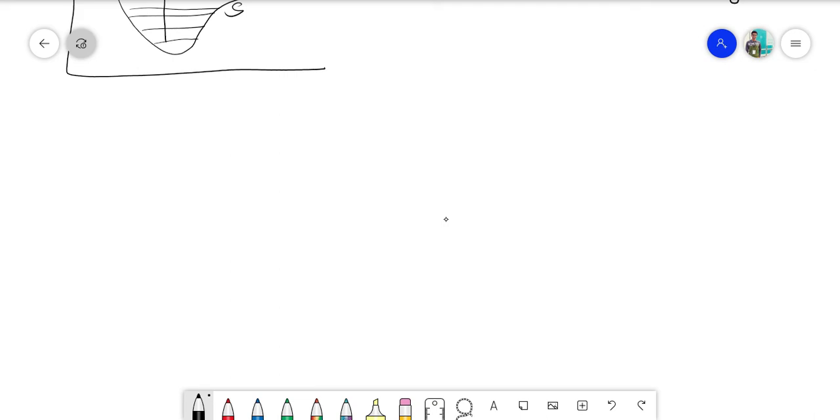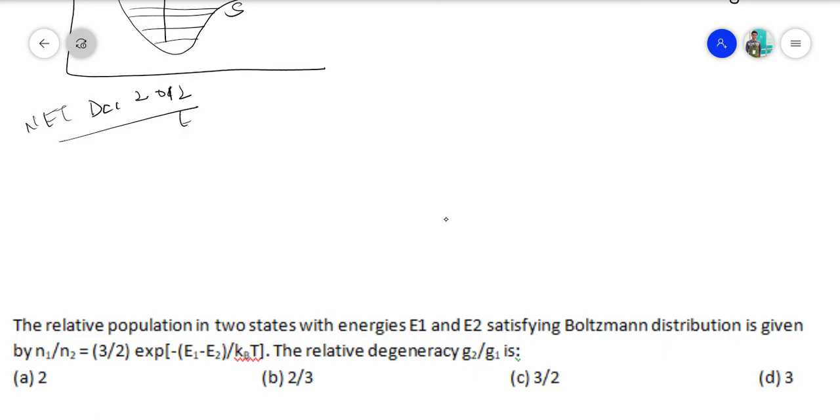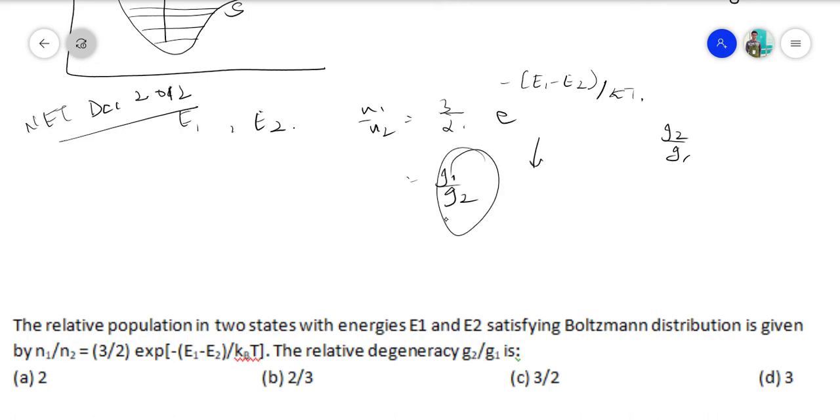This question is from NET December 2012. The question: the relative population in the two states with energy E1 and E2 is given by N1 by N2 equal to 3 by 2 e to the power minus (E1 minus E2) by KT. You have to find G1 by G2. Now the expression is G1 by G2, so this is 3 by 2, and you need G2 by G1, so that would be 2 by 3, which is your option B.